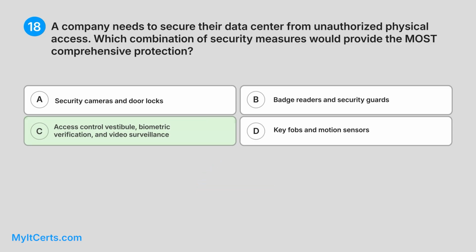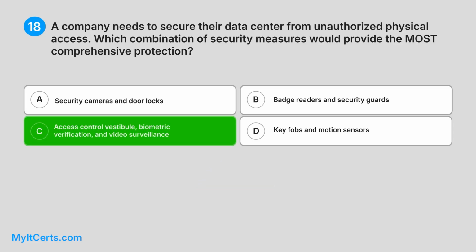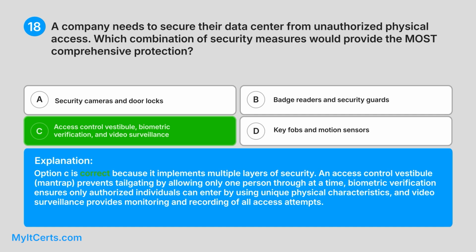Correct answer: C. Access control vestibule, biometric verification and video surveillance. Explanation: Option C is correct because it implements multiple layers of security. An access control vestibule, or man-trap, prevents tailgating by allowing only one person through at a time. Biometric verification ensures only authorized individuals can enter by using unique physical characteristics. And video surveillance provides monitoring and recording of all access attempts.